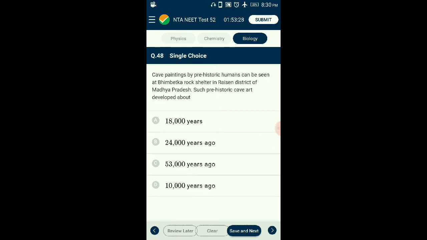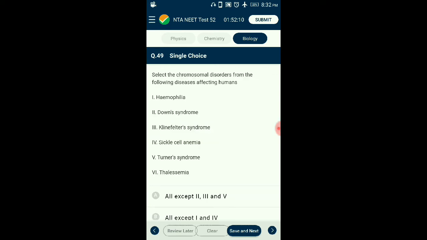Question number 48. Cave painting by historic humans can be seen at Bhimbetka rock shelter in Raisen district of Madhya Pradesh. Such prehistoric cave art developed about 18,000 years ago. Agriculture came around 10,000 years ago, and settlements started. So the answer for this question is option A, 18,000 years.